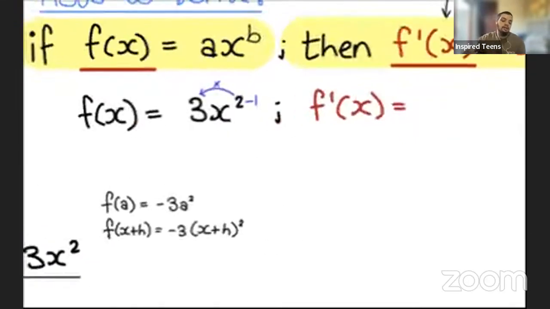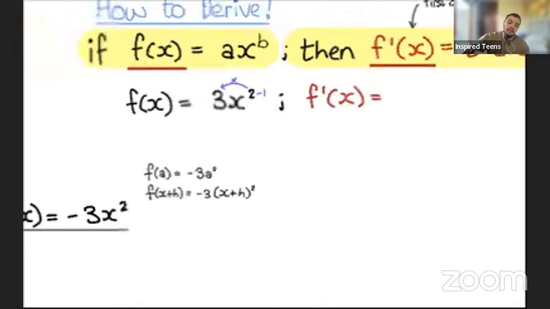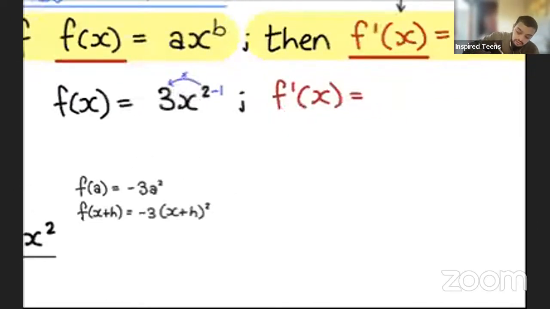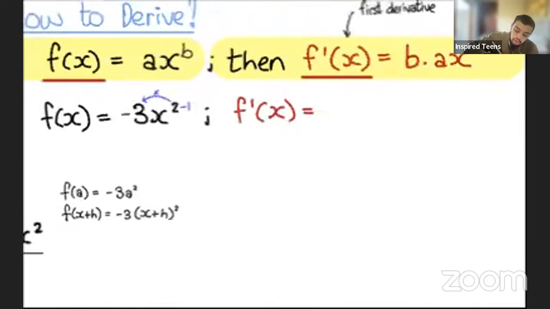So if f of x is equal to 3x squared, then let's make this negative so it's uniform with that other question. If f of x is equal to negative 3x squared, then f prime x is equal to 2 times negative 3, which becomes negative 6, x to the power of 2 minus 1, x to the power of 1, which is basically negative 6x.